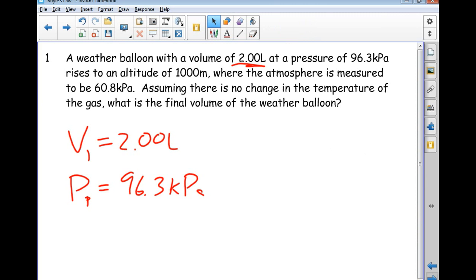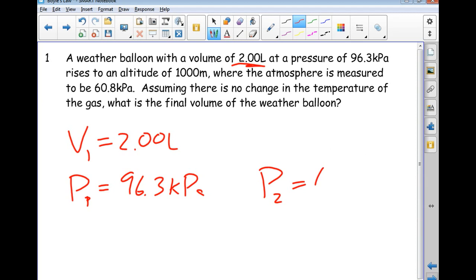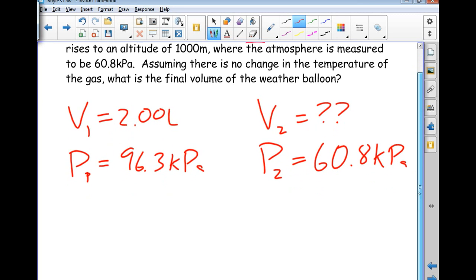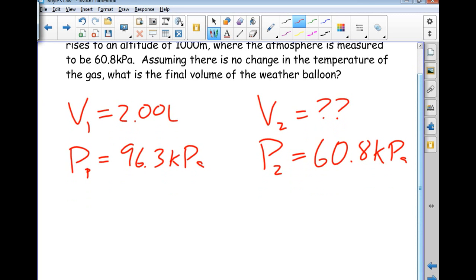Now that we start to get to the higher altitude, the pressure decreases because there's less air molecules. And much like my Lego man in space, the balloon's going to start to increase outwards. But we don't know how much. We want to figure that out. So P1V1 equals P2V2. Now we plug the values in.